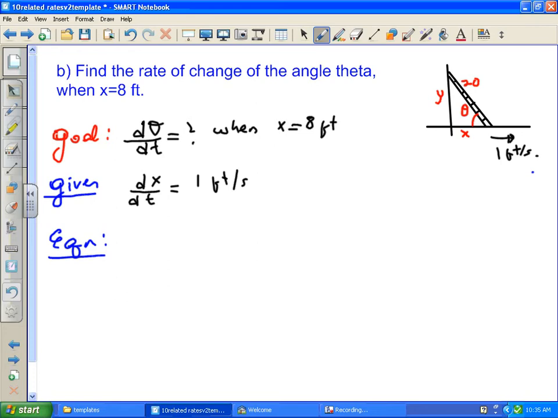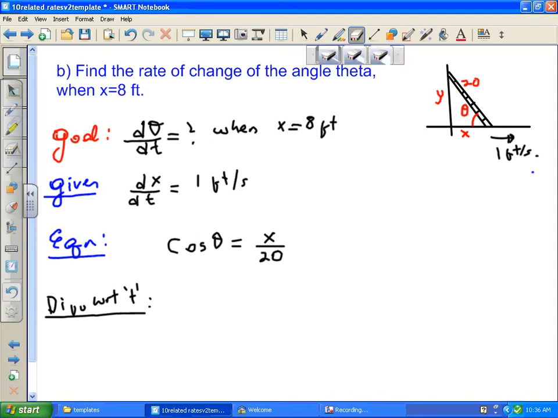So here's our equation we're going to use. Cosine theta equals, what is it equal to? In terms of variables first, x over 20. Right, adjacent over hypotenuse, that's x over 20. Now we want to differentiate with respect to the variable t. And what do we get?